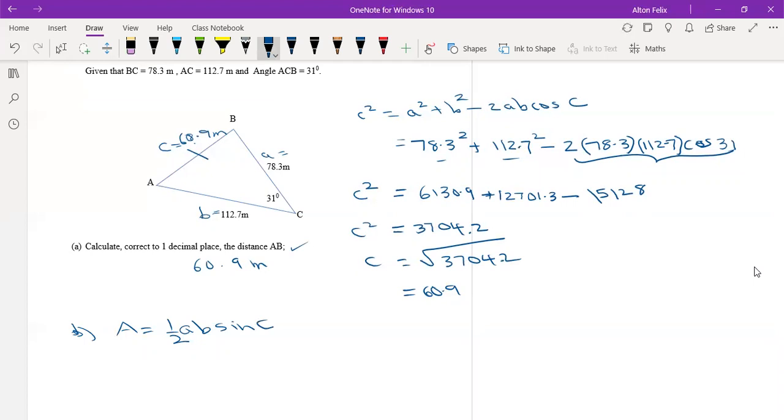Okay, so we have our angle C as 31. So area here will be half. The other two sides will be A and B. Half of 78.3, that's A, by B, which is 112.7. Right, we are seeing those values on the diagram. Sine 31 degrees. So again, let's bring up our calculator and perform the calculations.